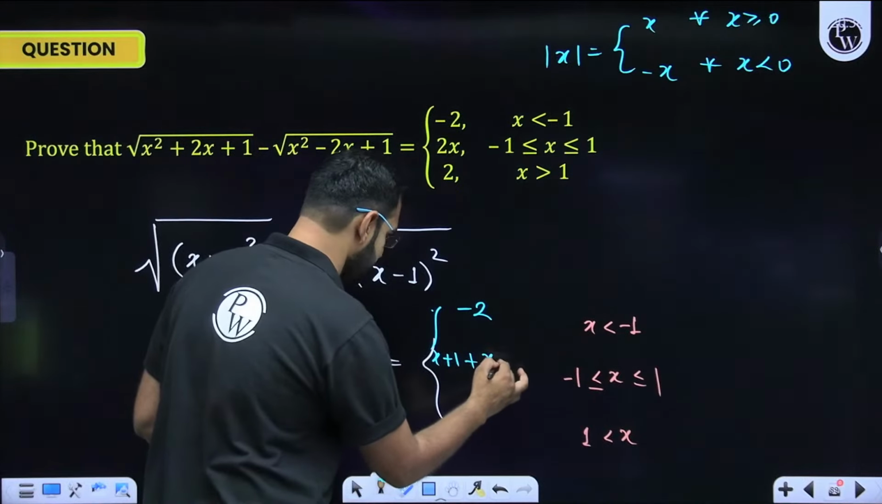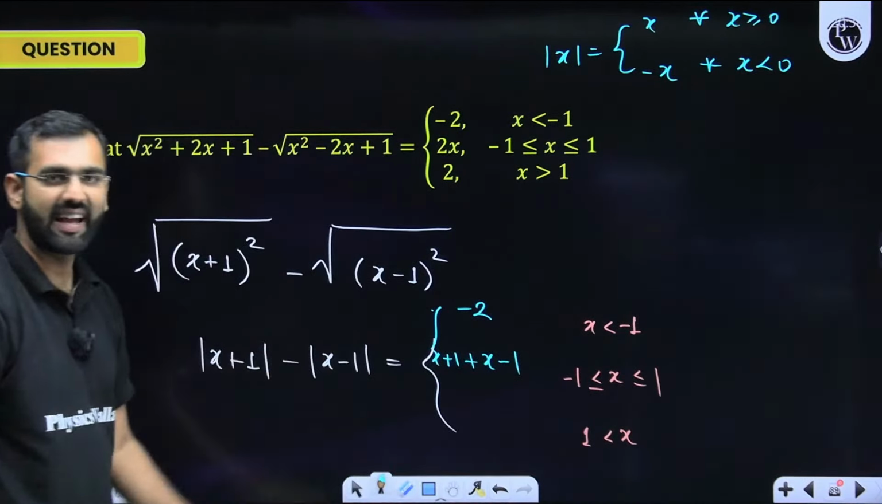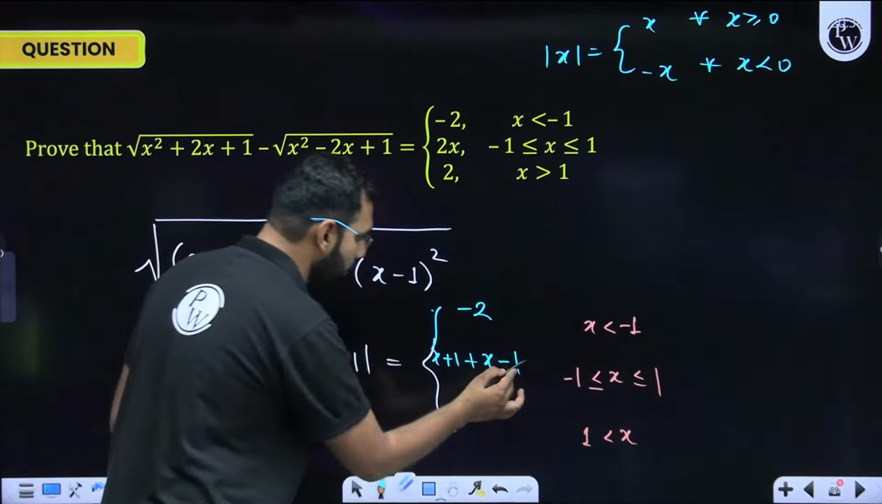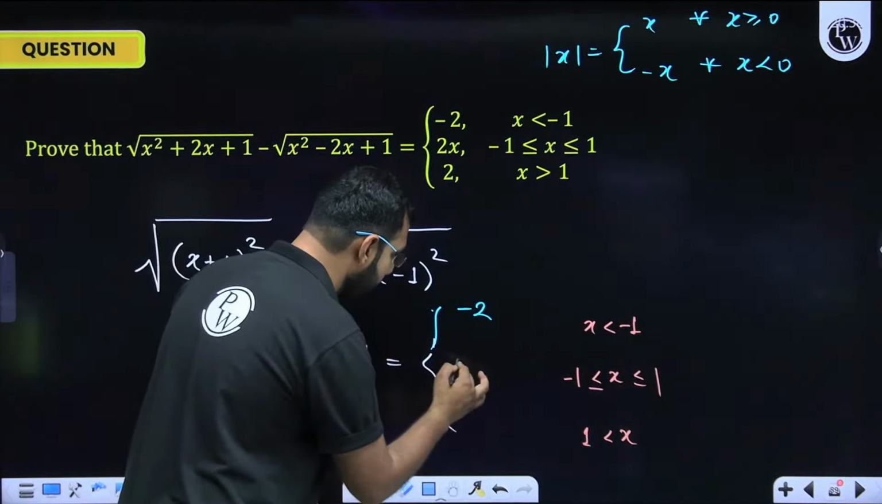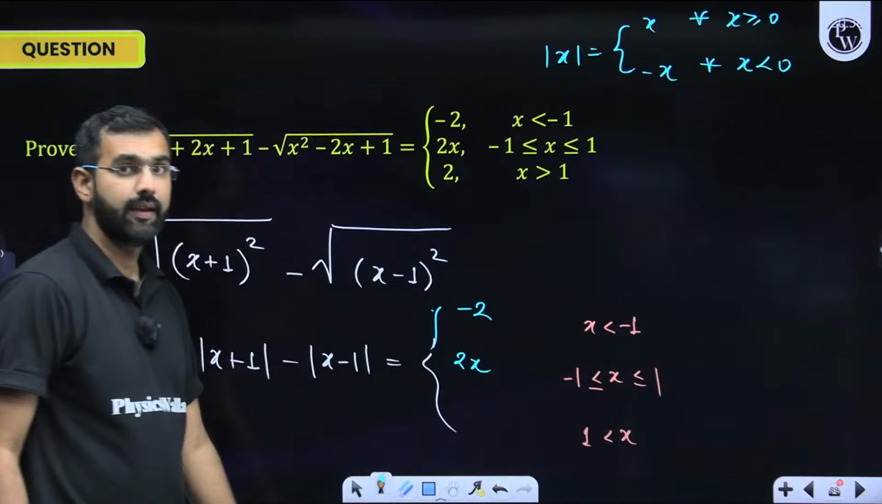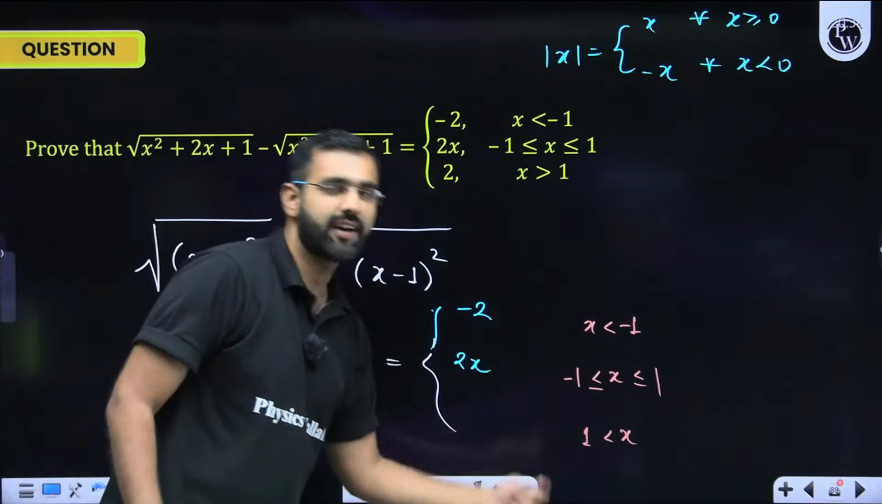So it will be again x minus 1. So this minus 1 cancels and x plus x becomes what? 2x. Everybody got this? Can I move ahead from here? Third conclusion, when x is greater than 1.